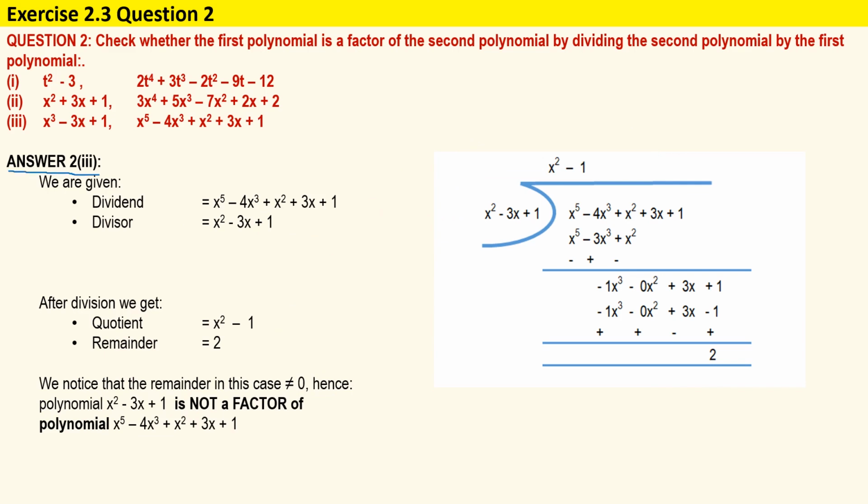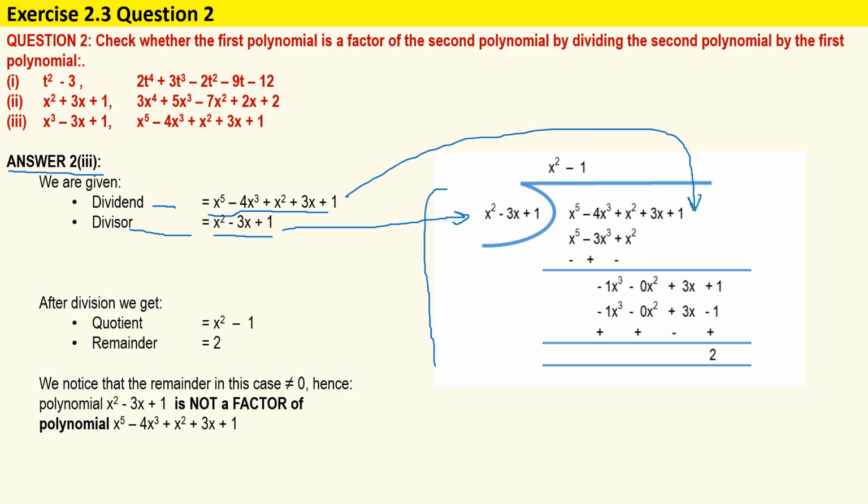Answer to part 3. The dividend given to us is x raised to power 5 minus 4x cube plus x square plus 3x plus 1. The divisor given to us is x square minus 3x plus 1. We place the divisor outside the division symbol, and the dividend goes inside the division symbol.